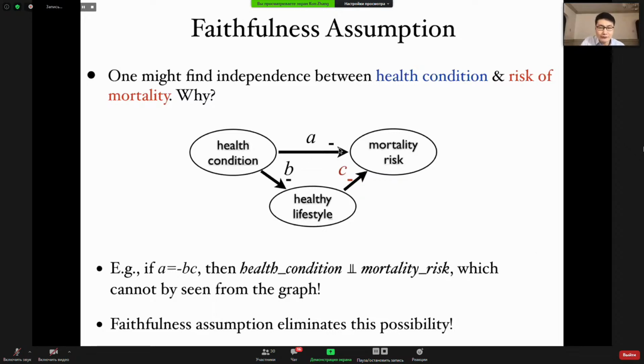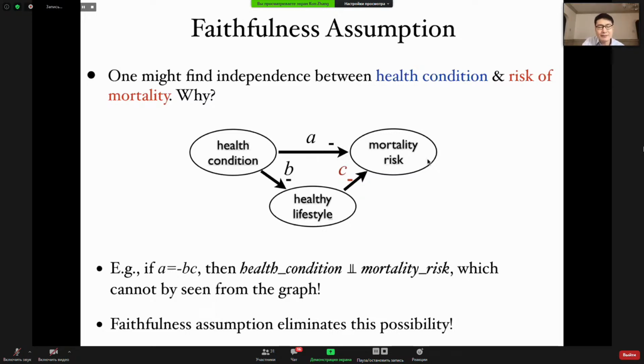So here, this is the causal graph. Suppose it's linear, with linear coefficients. Causal strength is A, B, C, right here. If by accident A equals minus BC, what will happen? Now you can see health condition will be independent from mortality risk, although the former is actually a cause of the latter, right? And you cannot see this independent relationship from the graph by applying the Markov condition. They are not d-separated by anything. Why? Because we have an edge between them. If there's an edge between them, you can never d-separate them by conditioning on anything. So this is the violation of faithfulness.